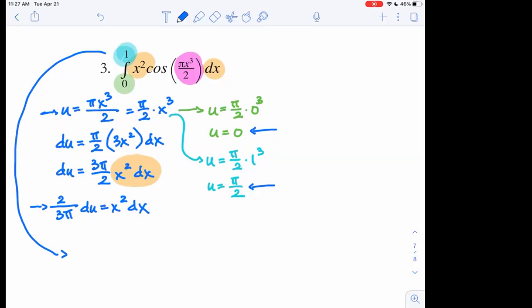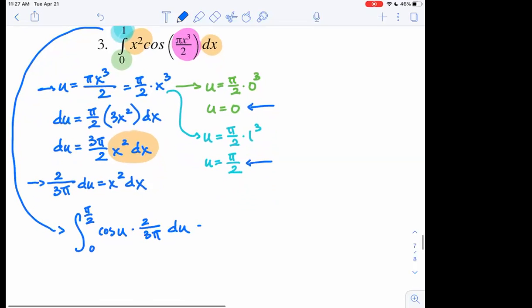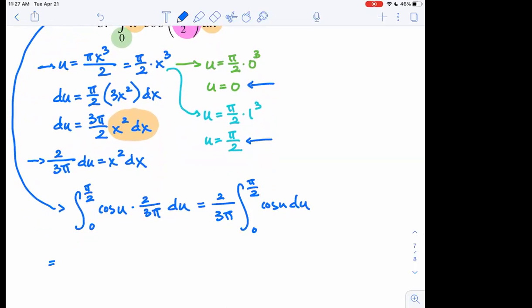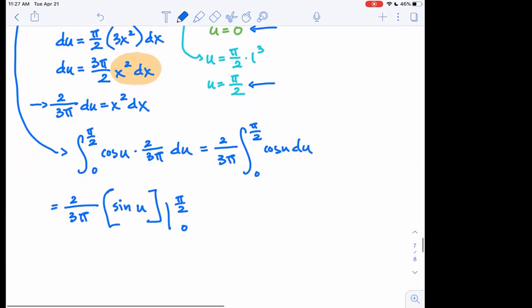So I get the integral from 0 to pi over 2 of cosine u times 2 over 3 pi du. I'm going to go ahead and take that 2 over 3 pi out. 0 to pi over 2 cosine u du. All right. Integral of cosine gives me sine. So sine of u. And I get to plug in pi over 2, and I get to plug in 0.